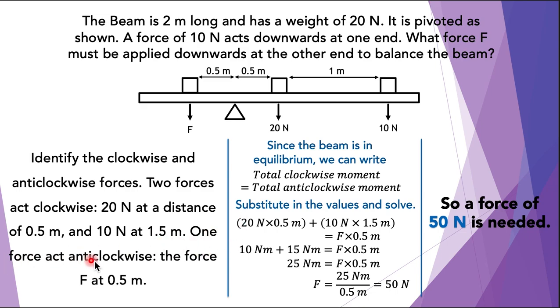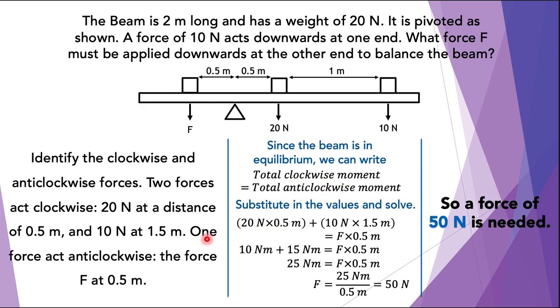So one force acts anti-clockwise, which is the force at 0.5 meter here, and we have to find this force. Since the beam is in equilibrium, we can write that total clockwise moment is equal to total anti-clockwise moment. Now we're going to substitute in the values and solve.